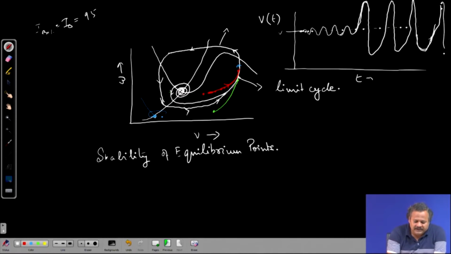So, if the equilibrium point is attractive in nature, that is how it was in the earlier case where I external was 0, we found that the trajectories went and ended up at the equilibrium point. So, those kind of equilibrium points are the stable equilibrium points, that is, they attract the trajectories to come and stay there. And the other kind of equilibrium point that we can talk about here is unstable equilibrium points.